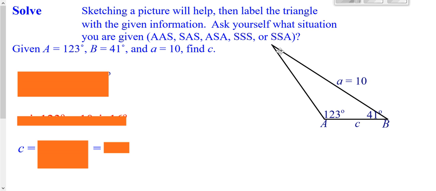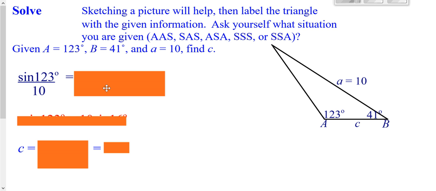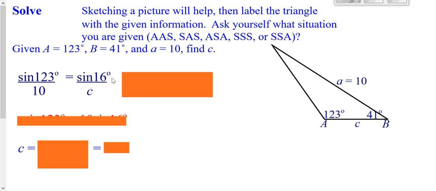Now, we could easily find angle C, because we know two of the angles, and they have to add up to 180. So then we could go ahead and go sine of our angle. This is our opposite pair, because notice we have an angle and a side opposite. I want the sine of my angle over the side opposite equals the sine of the angle C over side C. Because when you subtract these two angles from 180, you get angle C up here, which is 16 degrees.